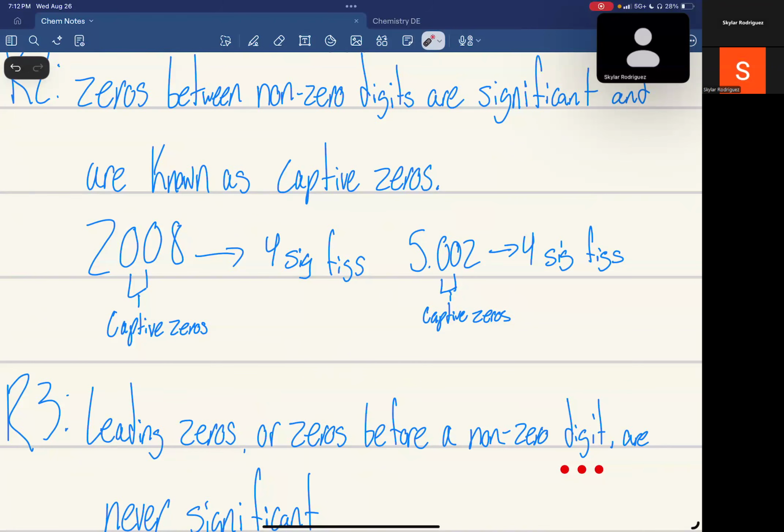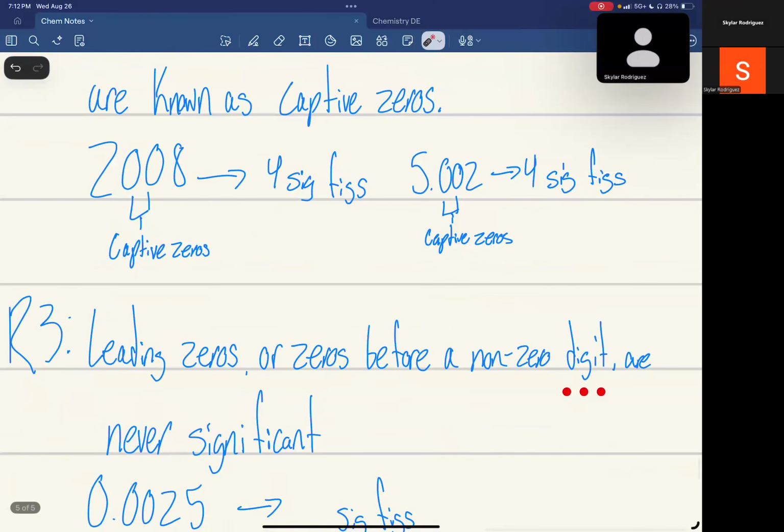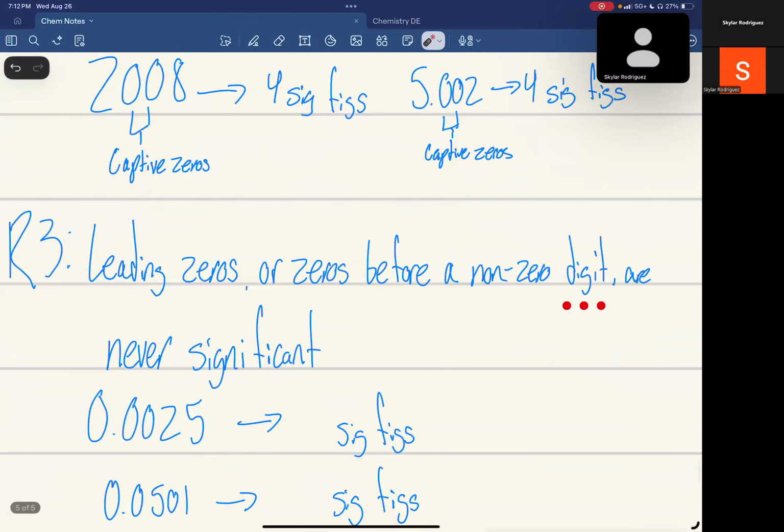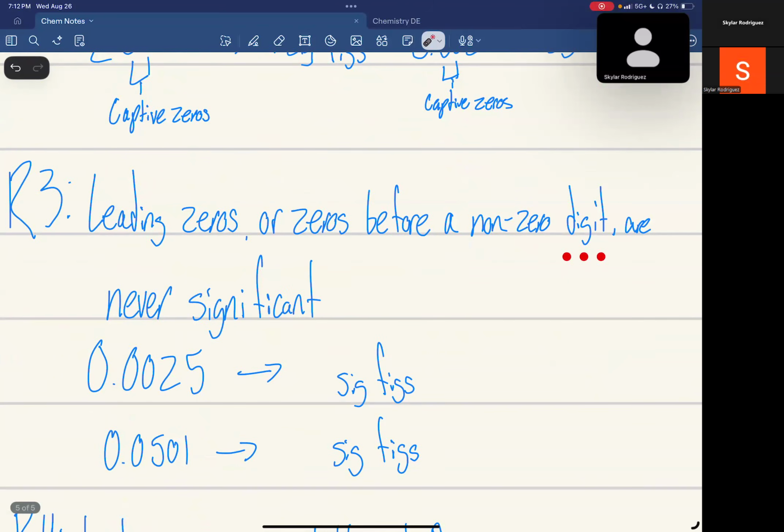Rule 3. Leading zeros, or zeros before the first non-zero digit, are never significant. They only act as placeholders. With the number 0.0025, it might be tempting to count this as 5 sig figs. But because 3 zeros are leading before the 25, it is 2 sig figs.